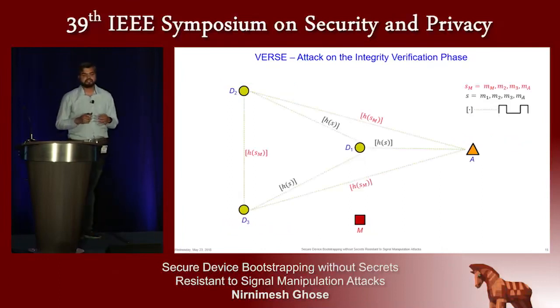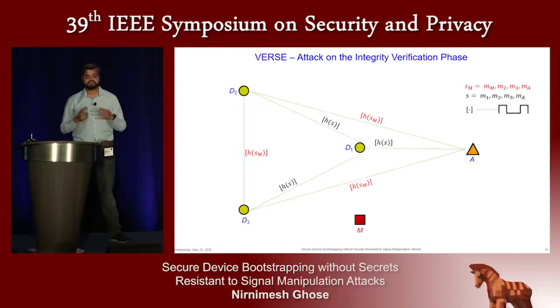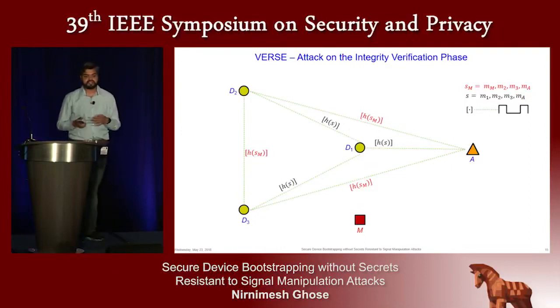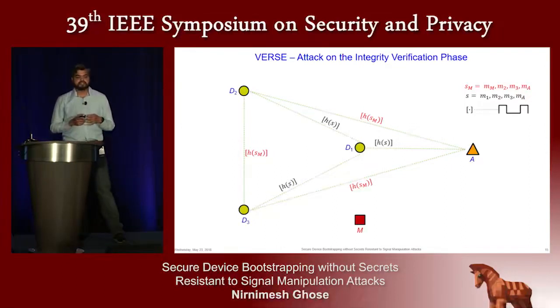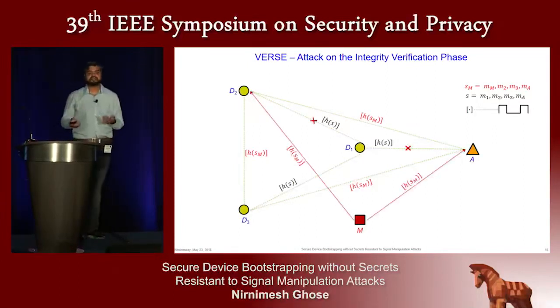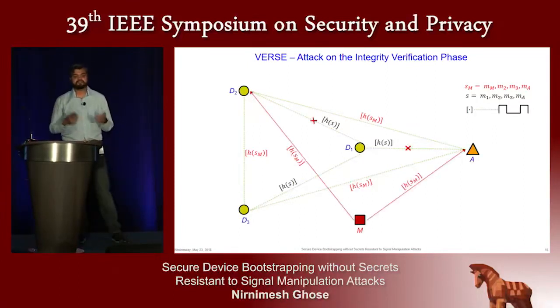Now during the message integrity verification phase, when the hash of SM and the hash of S are transmitted, to pass this verification, M will have to perform signal cancellation at D2, D3, and A simultaneously. But from the previous slides, we see this is only possible at two locations. So it will be able to cancel only at D2 and A, whereas D3 will detect the difference in bits of the hash of SM and the hash of S.